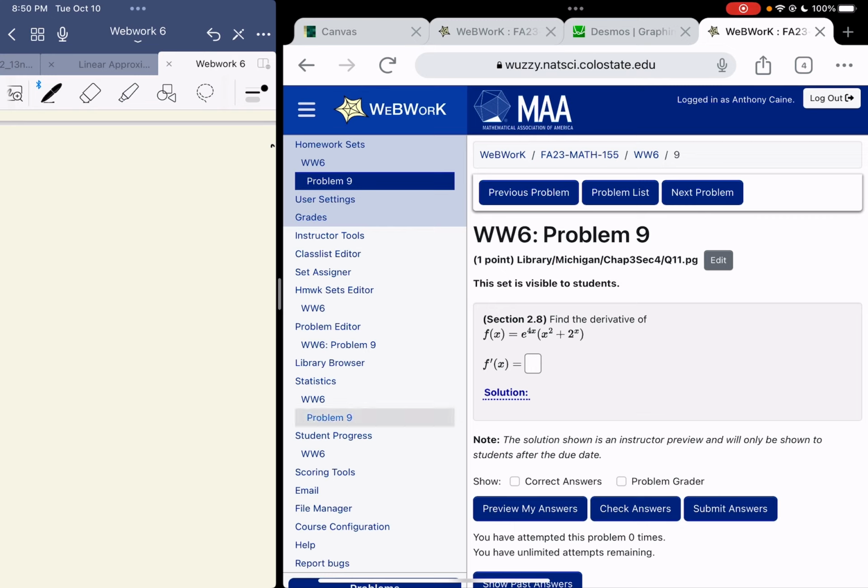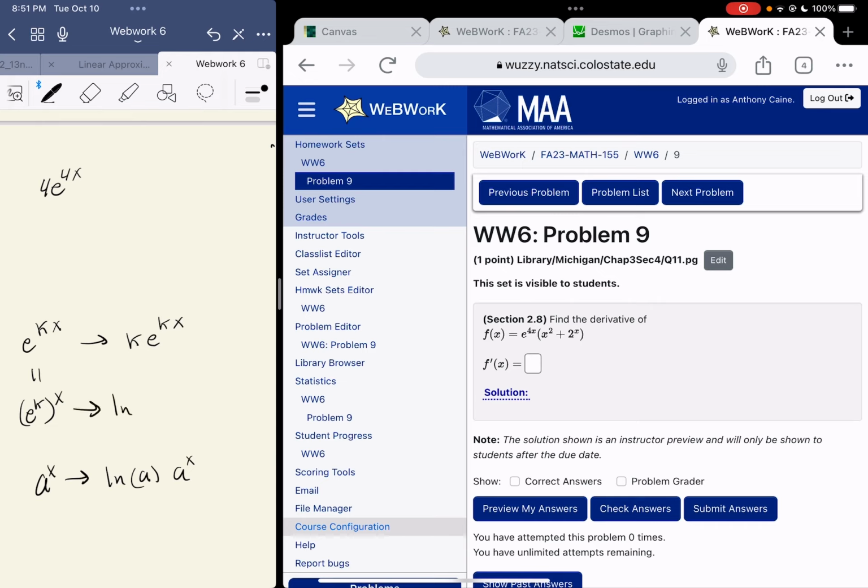So I take the derivative of the first function, which is 4e to the 4x. If you want the derivative of e to the kx, it's k e to the kx. And where this comes from, we can think of this as e to the k to the x power. And we have this exponential derivative rule that says you take the logarithm of the base times a to the x, so times the original function. So I should take the logarithm of e to the k, which is k, times e to the kx. Another way to think of it is the chain rule, but these are all saying the same thing.